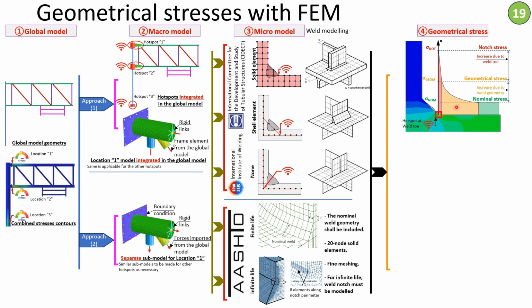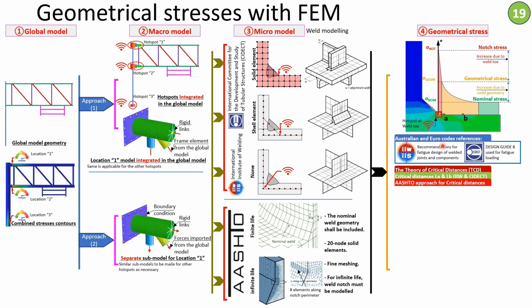You have this graph where to read the geometrical stresses. We will plot 2 points here, point A and point B, and park them for now until we figure out some concepts. First of all, the Australian code and Eurocode follow the European school for modeling the weld. And the European school laid out its method for modeling the weld in two documents: Recommendation for Fatigue Design of Welded Joints and Components, and Design Guideline 8 used for fatigue loading.